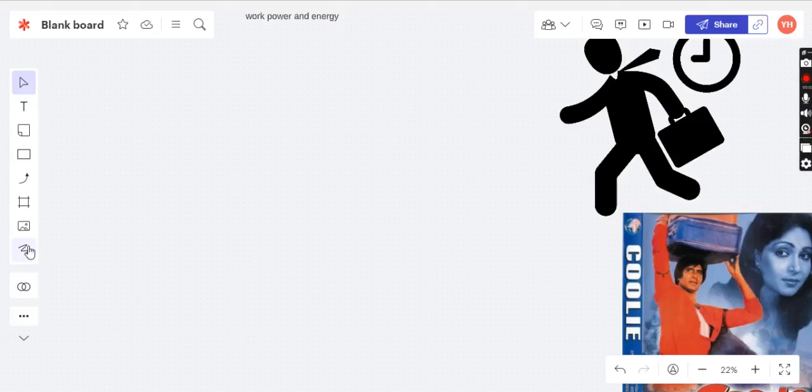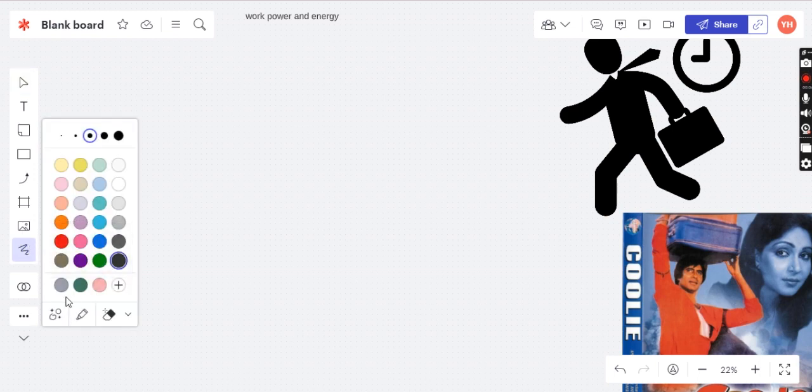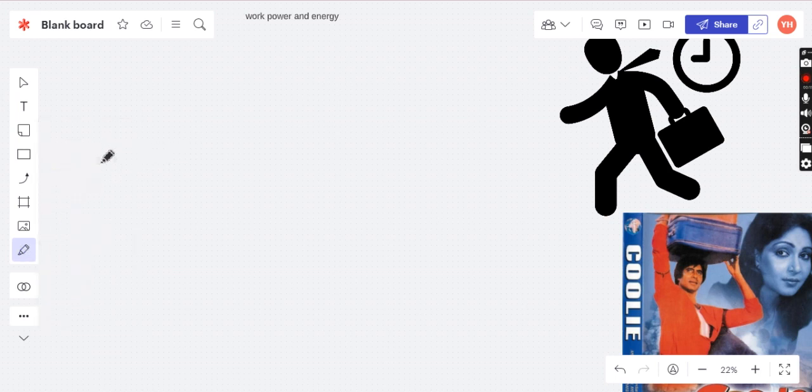Today I'm going to talk about the very important topic, which is work, power, and energy. So let's try to understand it with the help of a diagram, so it will be more clear. For a while, consider that there is a plane surface which has no resistance, or we can say that the resistance is negligible, right?